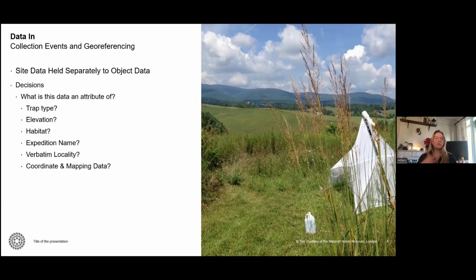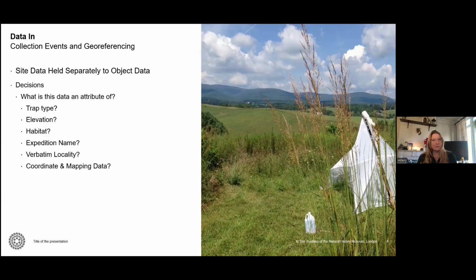So going through a few examples, trap type. Well, traps move around. That's going to go on the object, because even if you have a site that you use a specific trap at on a regular basis, it's not actually part of that site. So that's going to go on that cataloging object record. Elevation, well, the elevation is unlikely to change very quickly over time. It's fairly permanent unless there's a landslide. For the most part, we'll go, yeah, that is on our sites data. That is considered a site attribute.